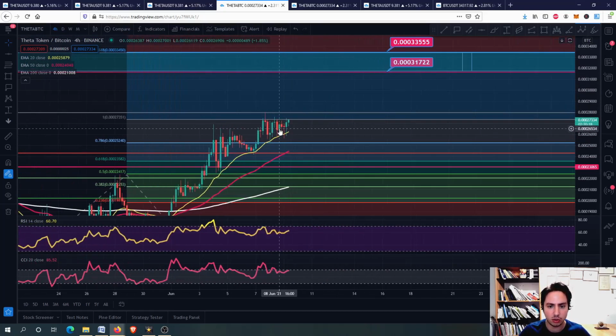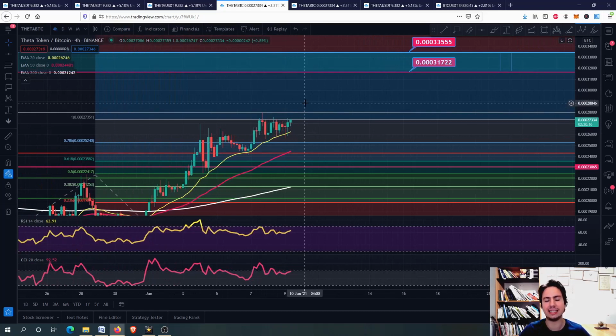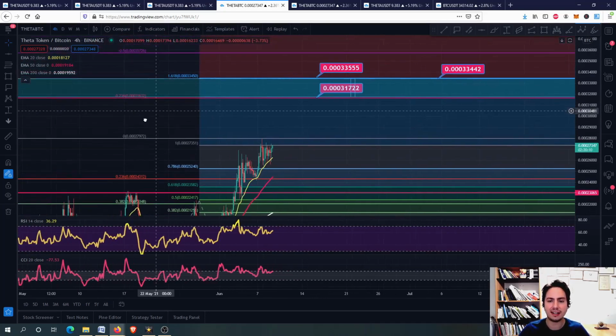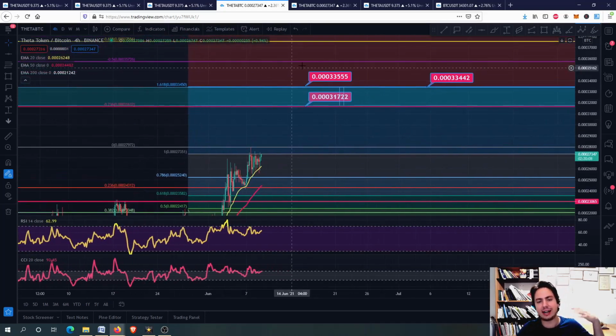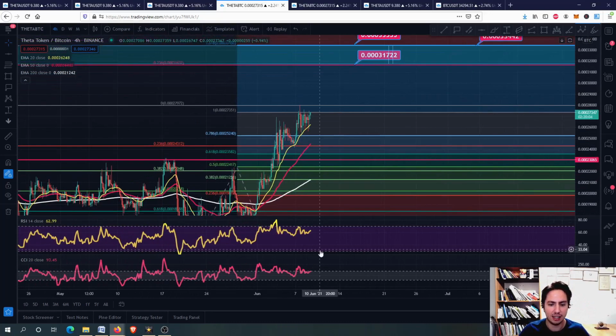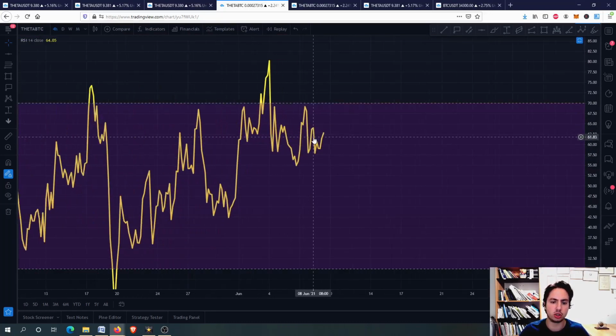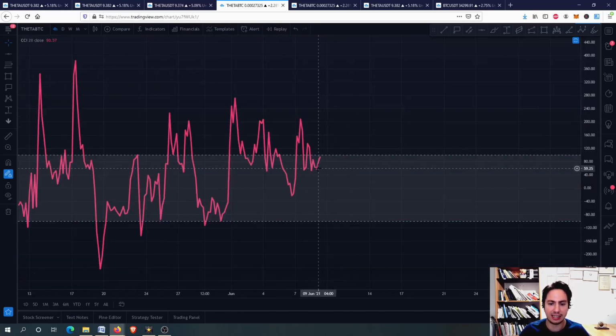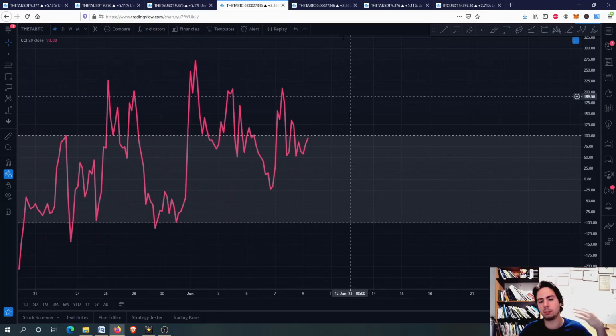So it is looking good. If we go upwards, guys, it is looking fantastic, but we need to move above. If we move above, then this will mean that Theta will start its run upwards. Okay, it is looking good, guys. For the 4-hour frame, we don't have any overbought situation. For the RSI, higher low pattern, it is all good. For the commodity channel index, we are going to an overbought situation, but not yet.